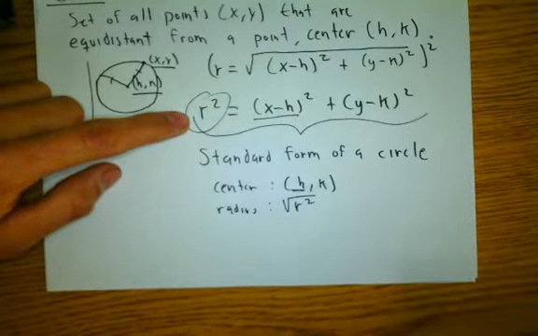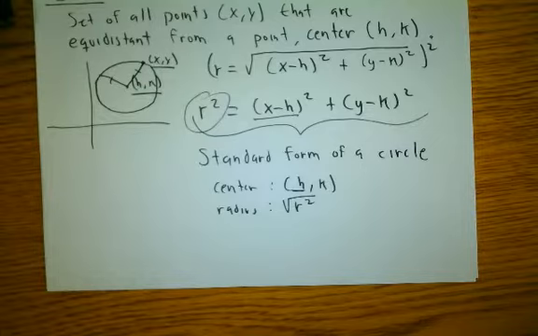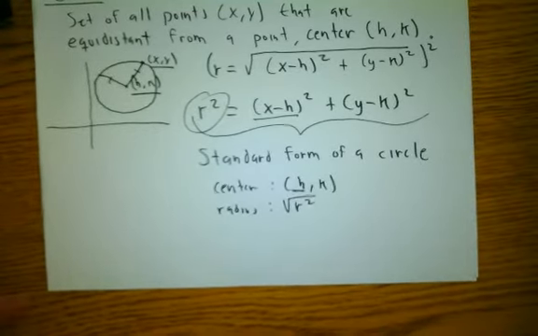Cool? Now, typically when you take the square root, you should consider plus or minus, but why would minus not make sense for this problem? Because we're talking about a distance. Cool? Alright, questions about the standard form of a circle? We're good? Alright, so we're ready to practice.